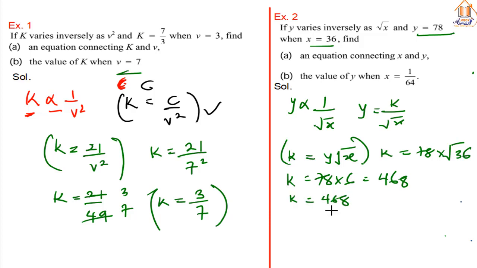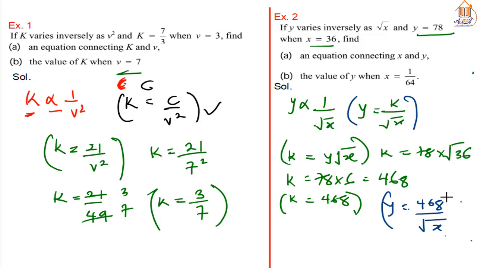Therefore, going back to our question A, which says that we should find the equation connecting x and y, what we are going to do is pick the value of our k and slot it in this equation here. By doing that, we have y is equal to 468 all over the square root of x. Now, this is the equation connecting x and y.